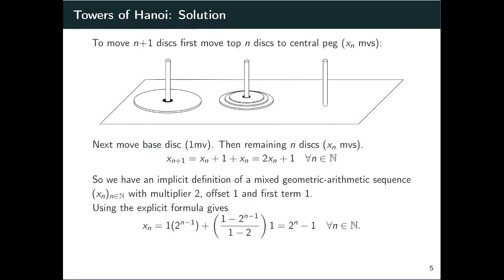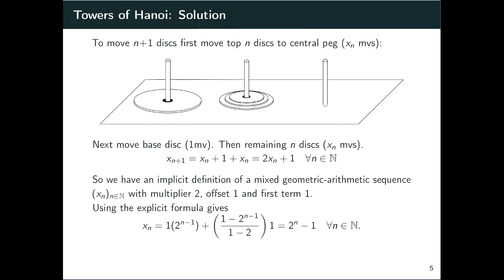So we have this sort of implicit definition, and it's exactly the ones we've just discussed. We've got a mixed geometric arithmetic sequence with multiplier 2, offset 1, and first term 1. And so then we can just use our explicit formula and work out how many moves it's going to take. It actually simplifies to something pretty nice. If you've got n disks, it's going to take 2 to the power of n minus 1 moves.